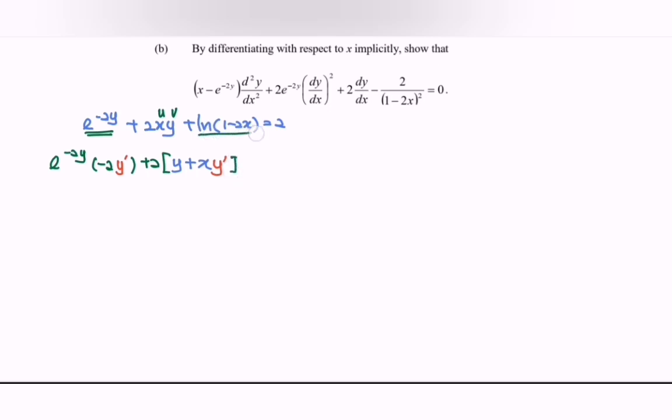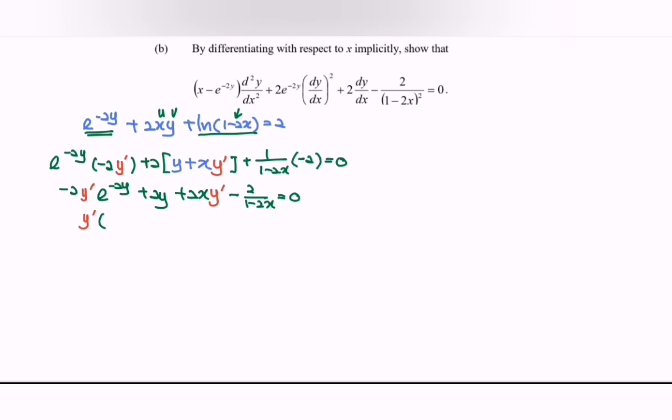Next, differentiate this part and we have 1 over 1 - 2x. Differentiate the internal function, so we have -2, then equals 0. Then kindly rewrite the equation. We have -2 y' e^(-2y) + 2y + 2x y' - 2 over 1 - 2x equals 0. Kindly factor out the y'. So we have y' times (2x - 2e^(-2y)) + 2y - 2 over 1 - 2x equals 0.